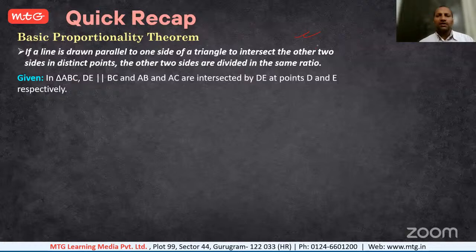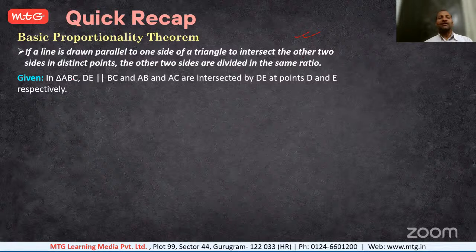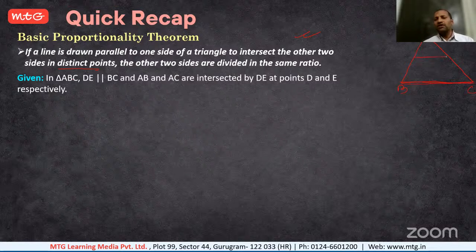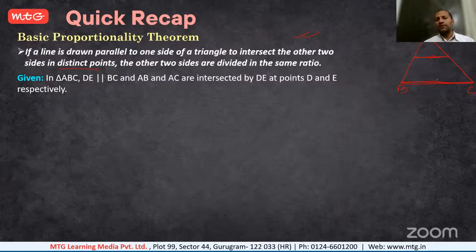Sorry, I think some problem has happened. So the basic proportionality theorem says that if a line is drawn parallel to one side of a triangle to intersect the other two sides in distinct points, the other two sides are divided in the same ratio. What does it mean? If there is a triangle ABC, and we draw a line which is parallel to the third side. Here we are assuming BC is the third side, so we have drawn a line parallel to BC.